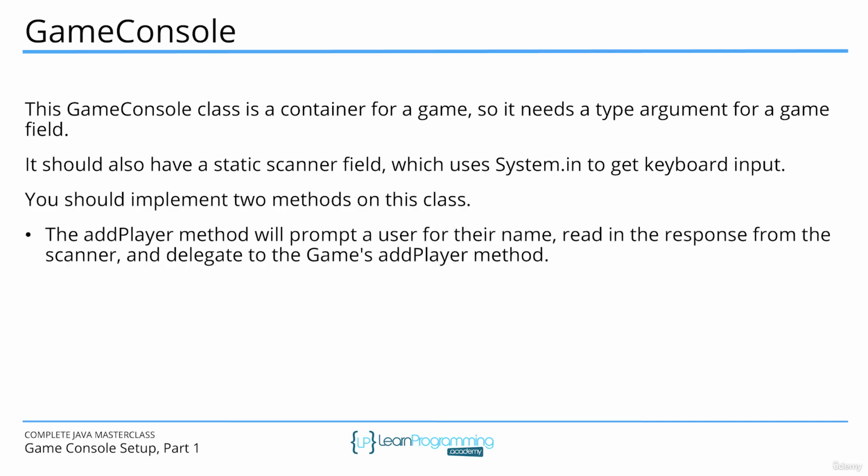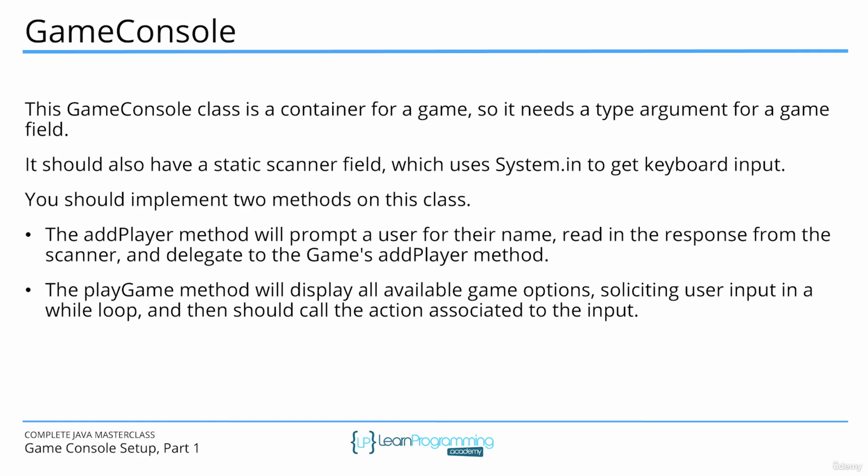The addPlayer method will prompt a user for their name, read in the response from the scanner, and delegate to the game's addPlayer method. The playGame method will display all available game options, soliciting user input in a while loop, and then should call the action associated to the input. The constructor should take a new instance of a game.